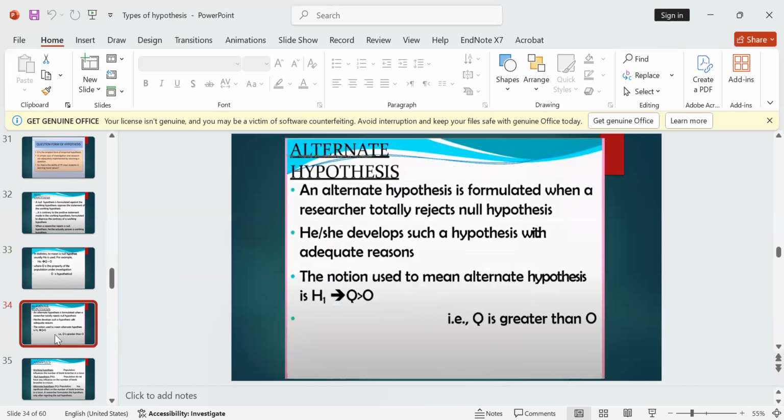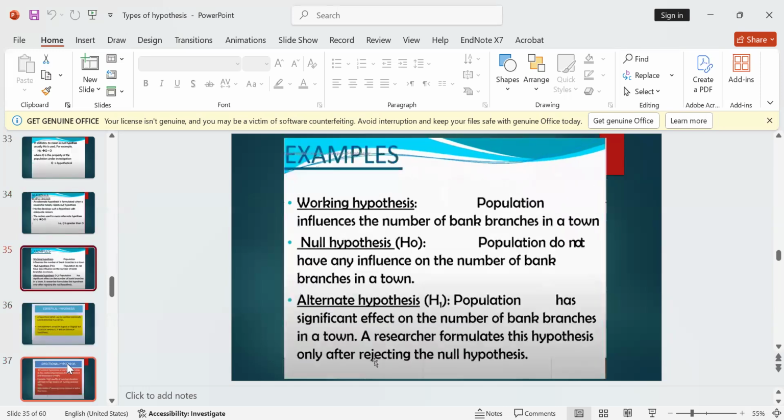Alternate hypothesis. An alternate hypothesis is formulated when a researcher totally rejects the null hypothesis. He or she develops such a hypothesis with adequate reasons. The notation used to mean alternative hypothesis is H1, where Q is greater than 0. Examples. Working hypothesis is population influences the number of bank branches in a town. The null hypothesis will be populations do not have any influence on the number of bank branches in a town. But the alternate hypothesis will be that population has a significant effect on the number of bank branches in a town. The researcher formulates this hypothesis only after rejecting the null hypothesis.